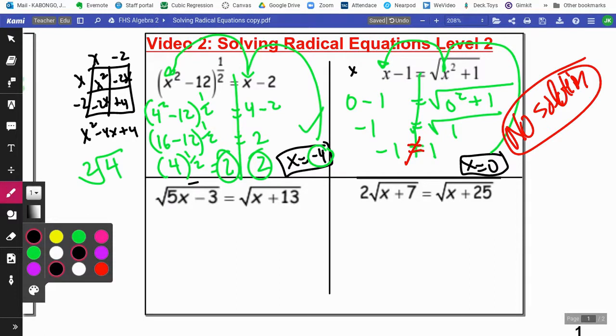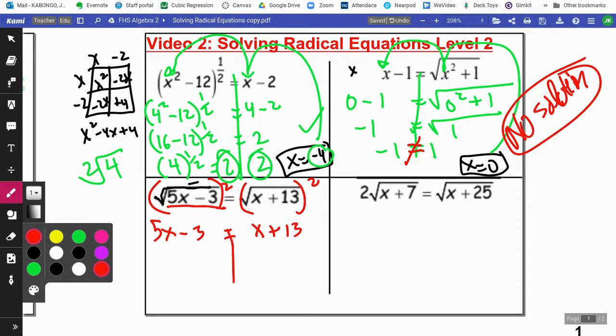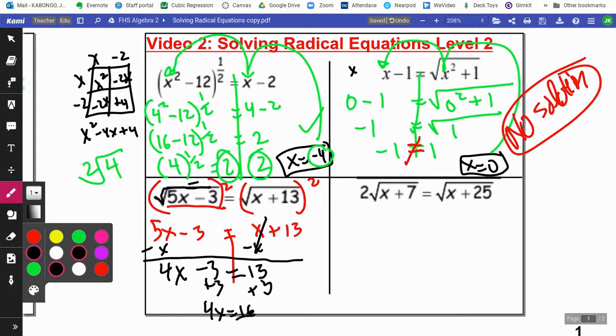All right. So to get rid of the square root, all you have to do is square it. Whatever you do on one side has to be done on the other side. So if you square the root, you're left with 5x minus 3 on the left side, and here you have x plus 13. And then we'll just solve. Minus x, you should have 4x minus 3 equals 13. Plus 3, plus 3. You should have 4x equals 16. Divide by 4, divide by 4. You get x equals 4.